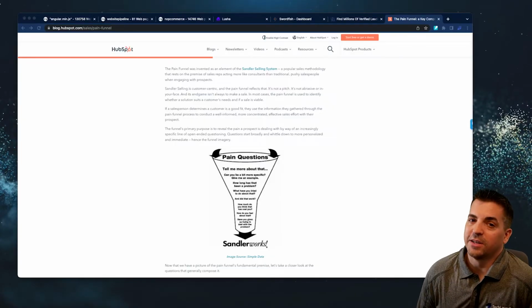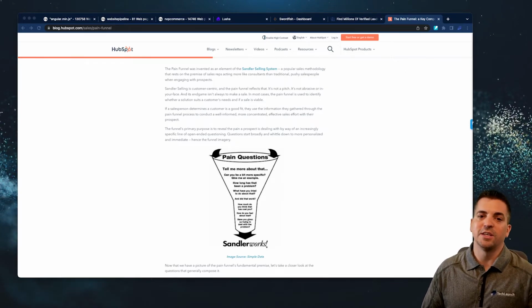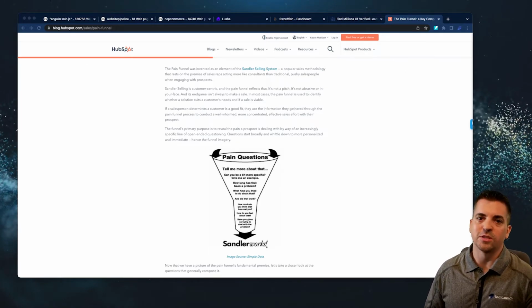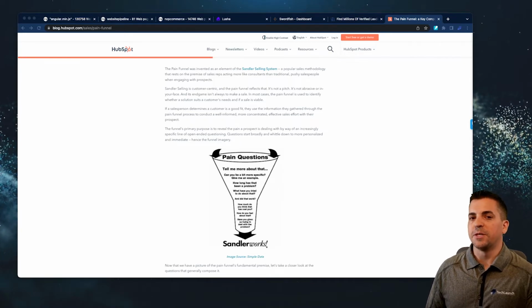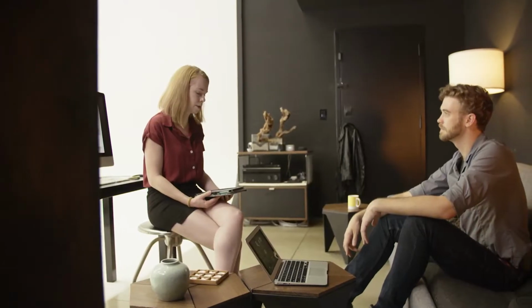So what we're talking about here really is the PASS framework, or pain, agitate, solve. The concept here is that you're going to be asking questions to really draw it out of someone as to what their pain is and what their experience has been with that pain.